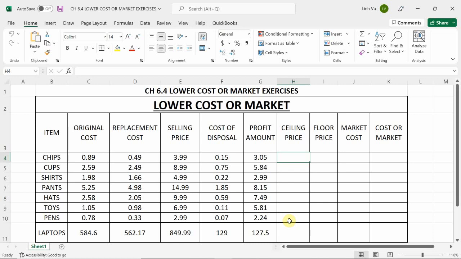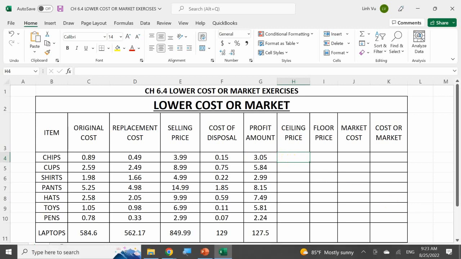So in this example, we purchased chips, okay? They cost us 89 cents. Maybe due to the production, maybe it was a limited edition type of chip, it's now valued at 49 cents, okay? We sell these chips at $3.99. To dispose of them and get rid of them is going to cost me 15 cents. And the amount of profit I want is $3.05. So how do I solve for my ceiling?